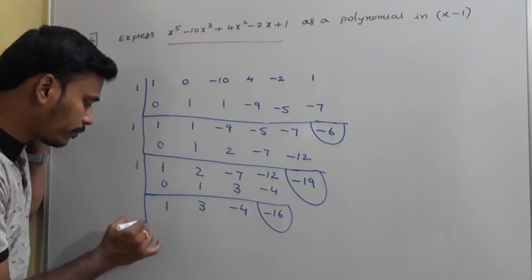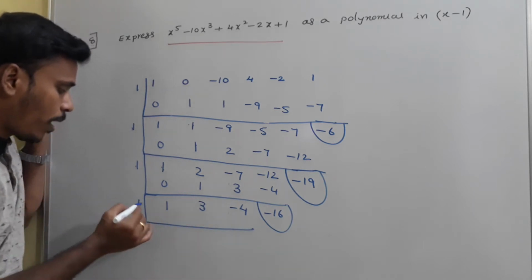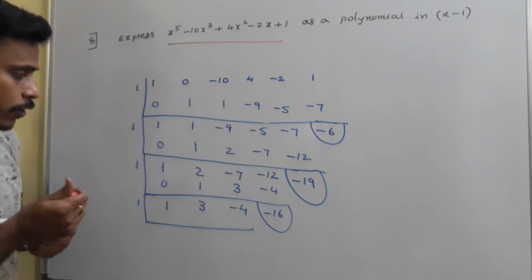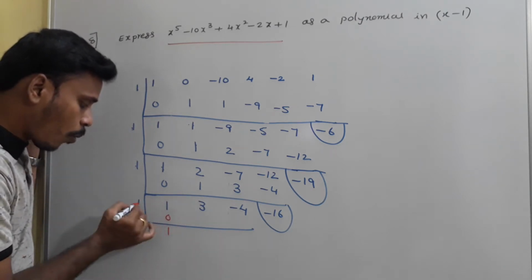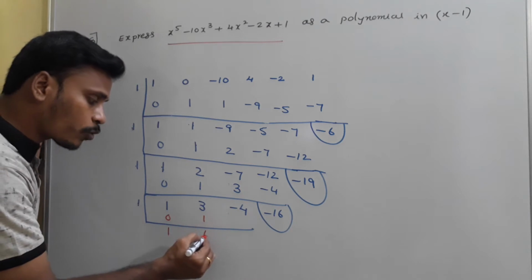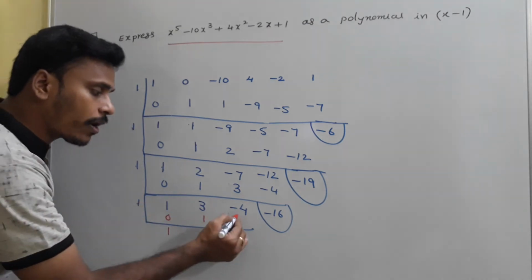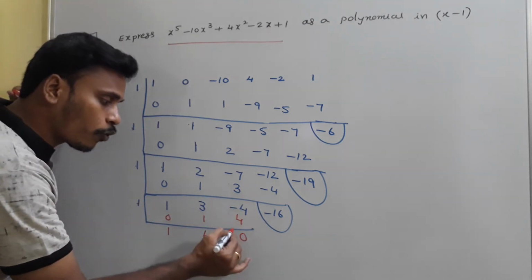Again with 1. I will change the color for your sake. Yeah, 1 plus 0 is 1. 1 into 1 is 1. 3 plus 1 is 4. 4 into 1 is 4. Minus 4 plus 4 is 0.